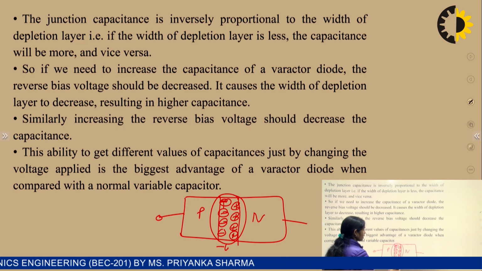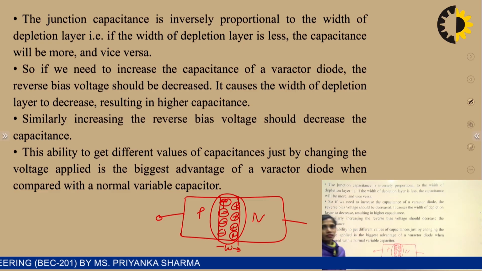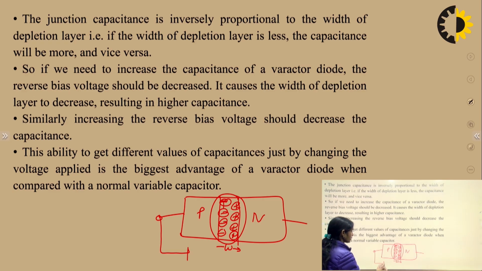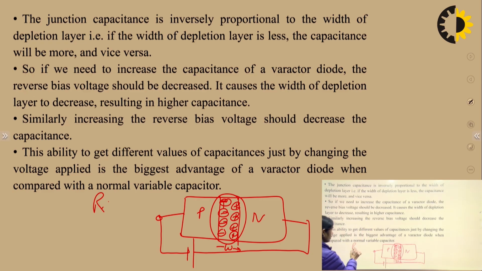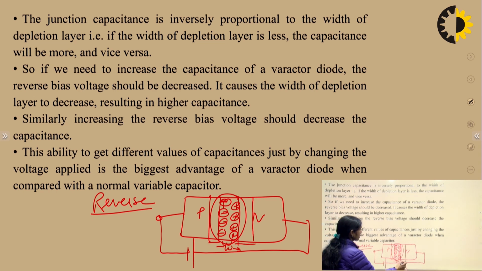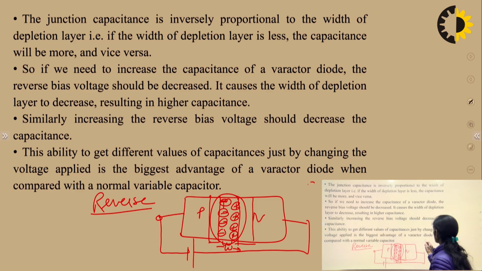This depletion width changes according to forward bias and reverse bias. If we connect it in reverse bias, with the negative terminal connected to the P side and the positive connected to the N side, the depletion width increases. As the depletion width increases, capacitance changes depending upon the formula. Capacitance is given by epsilon naught A divided by W, where W is the width of the depletion layer. So as the width of the depletion layer increases, capacitance decreases.